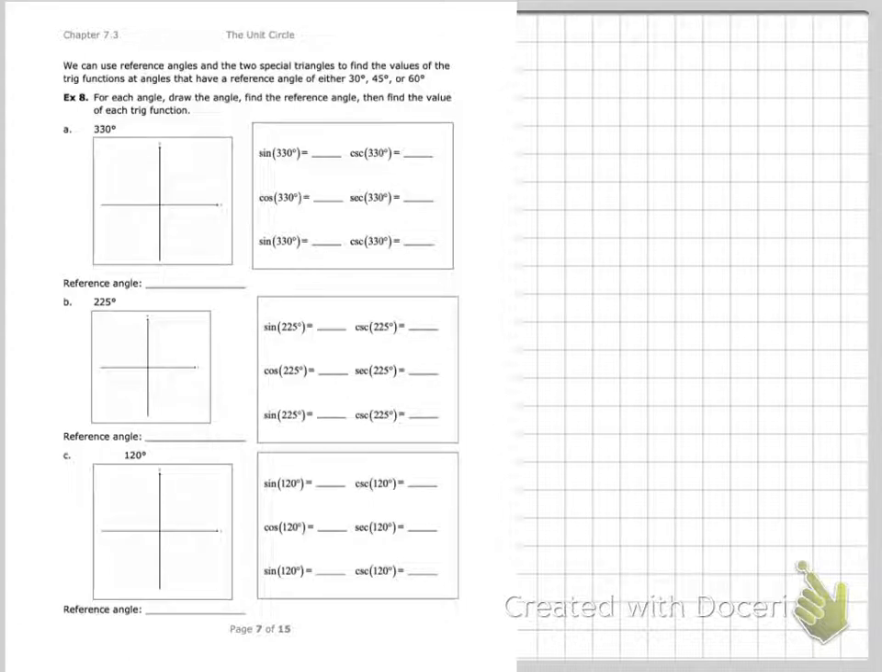First off, our angle. Let me blow this up a little bit. 330 degrees. So 360 would be all the way around, so we are going almost all the way around. Here's our 330 degree angle, which means we have a reference angle of 30 degrees.